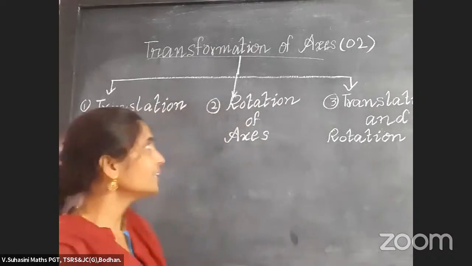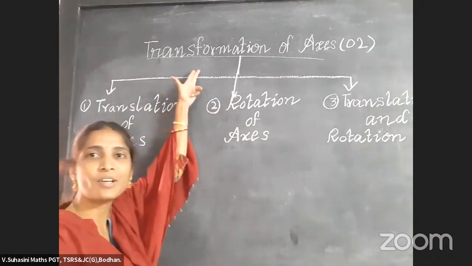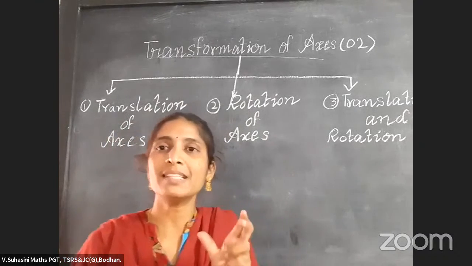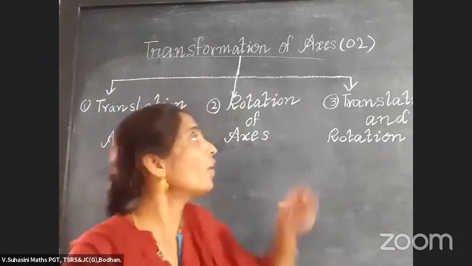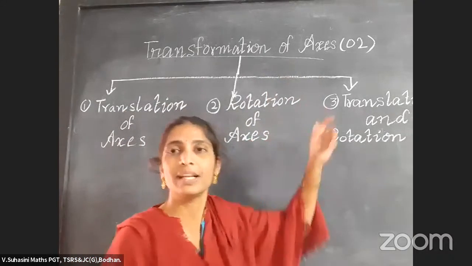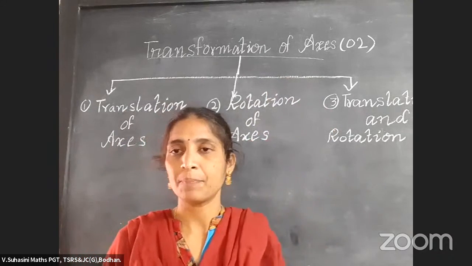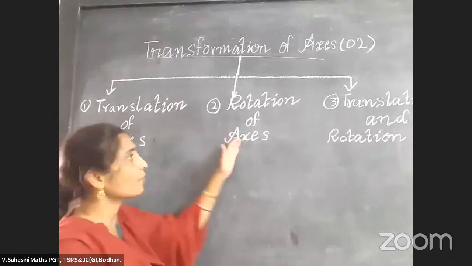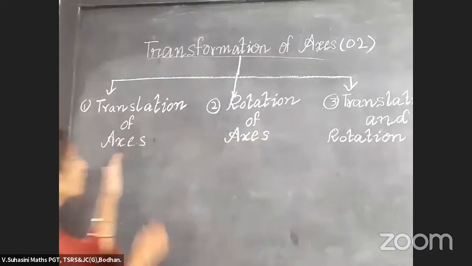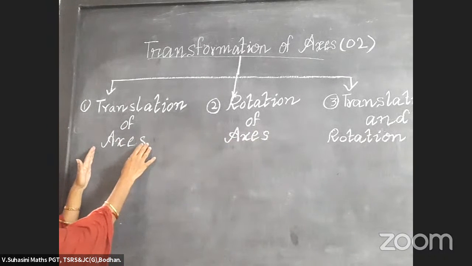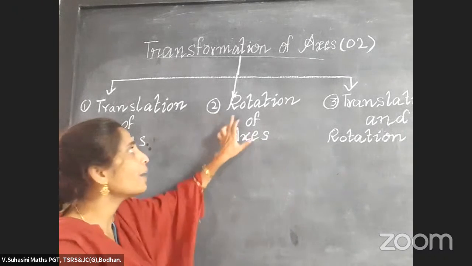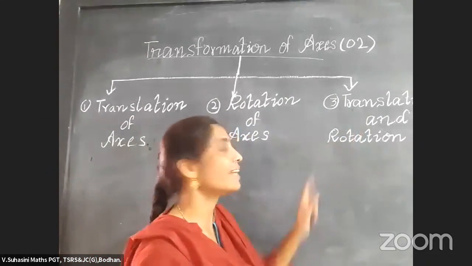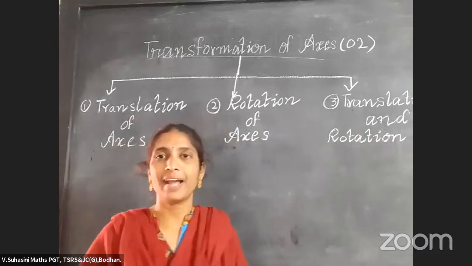Dear children, yesterday we discussed that transformation of axis refers to change of axis. Transformation means change. Change in what? Change in the axes, that is, in the coordinate axes. This change takes place in three different forms. The first form is named translation of axis. The second form is named rotation of axis. The third form is named translation and rotation of axis.